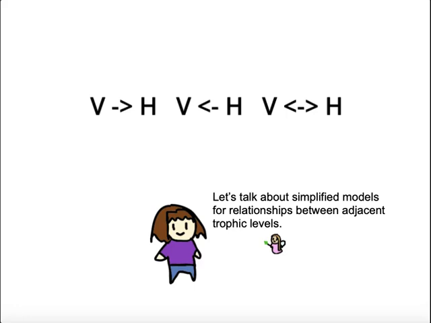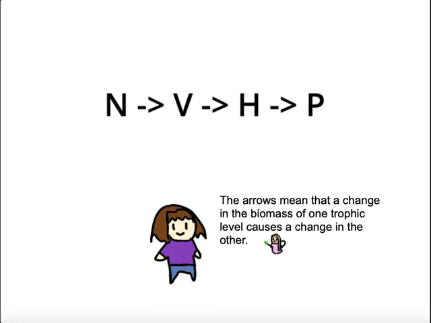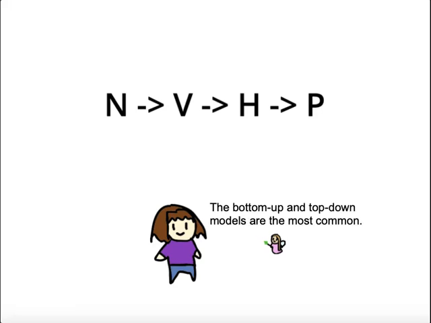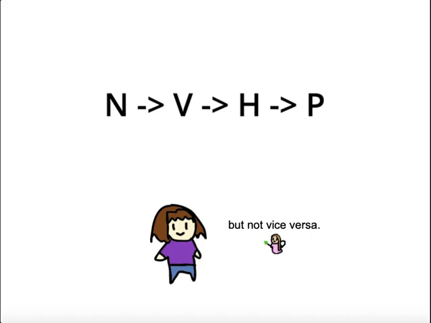Let's talk about simplified models for relationships between adjacent trophic levels. V stands for vegetation, H for herbivores. The arrows mean that a change in the biomass of one trophic level causes a change in the other. The bottom-up and top-down models are the most common. V to H is a bottom-up model, which means that a change in V will change H, but not vice versa.